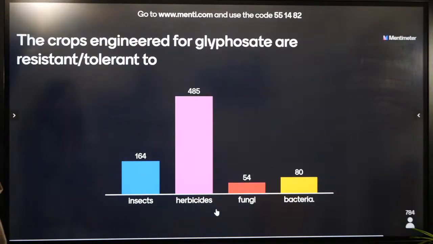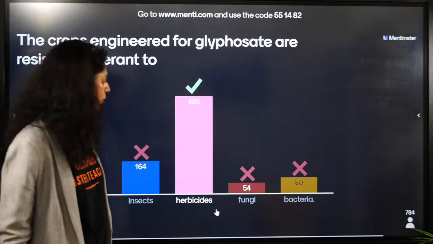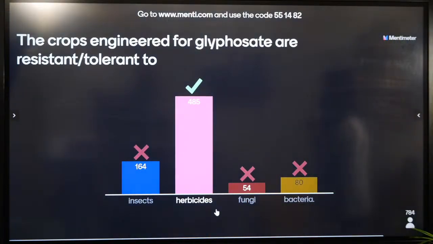No beta, no. Glyphosate is herbicide resistant. Herbicide, right? Not fungus, not bacteria, not insect, herbicides.